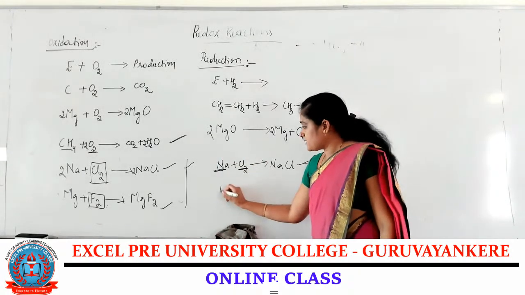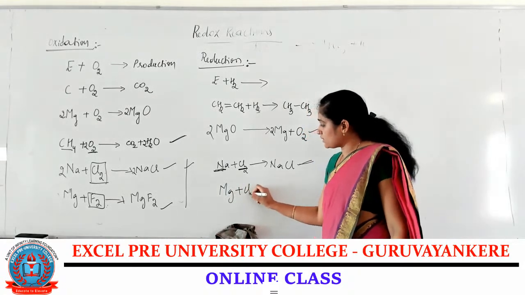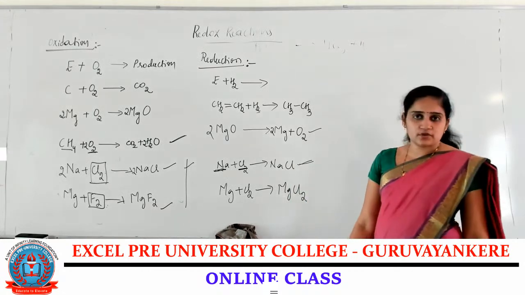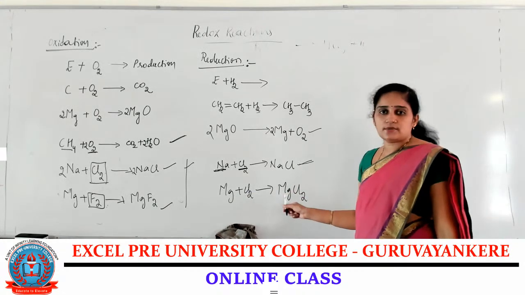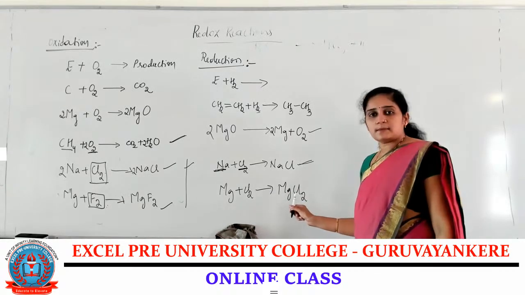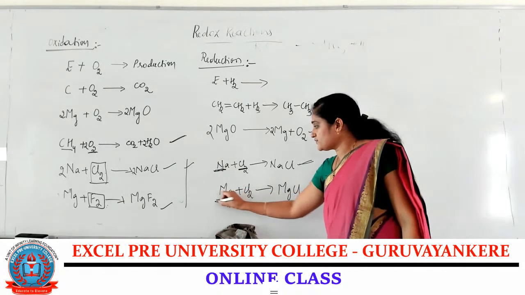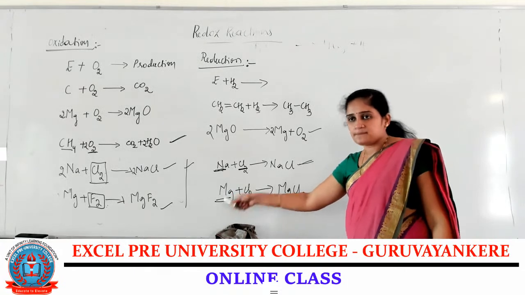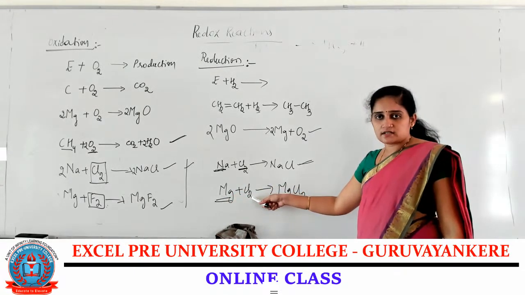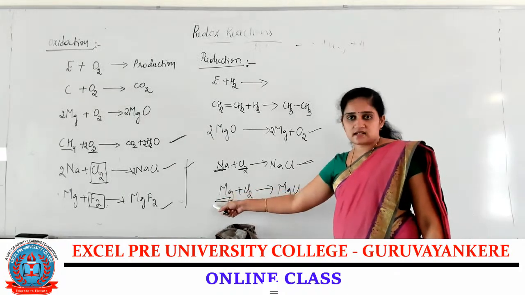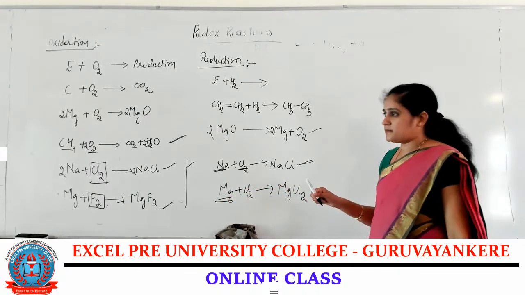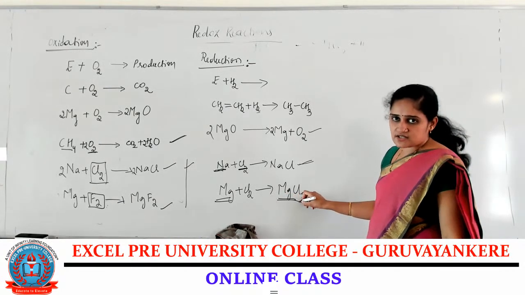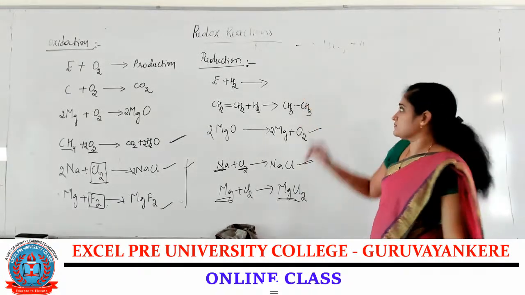Another example: magnesium reacting with chlorine gives magnesium chloride, MgCl2. It is also a redox reaction, where addition of the electropositive element, magnesium, and the electronegative one, chlorine, take place. So one is oxidation, another is reduction. Both reactions take place simultaneously for the formation of magnesium chloride. So that is a redox reaction. These are the three definitions for reduction.